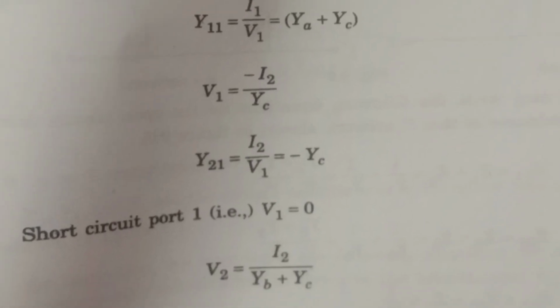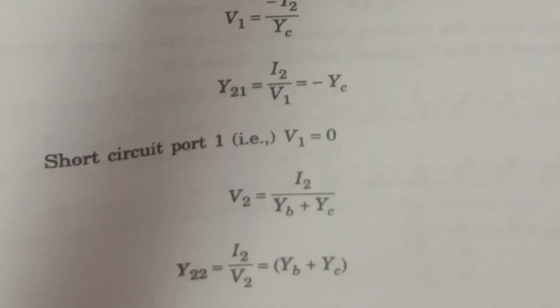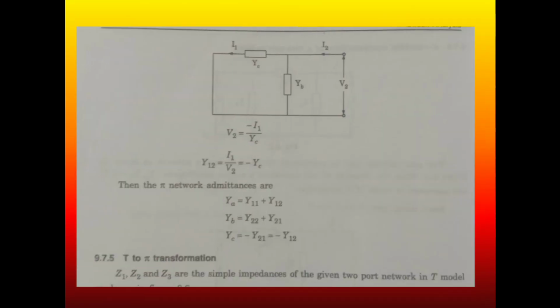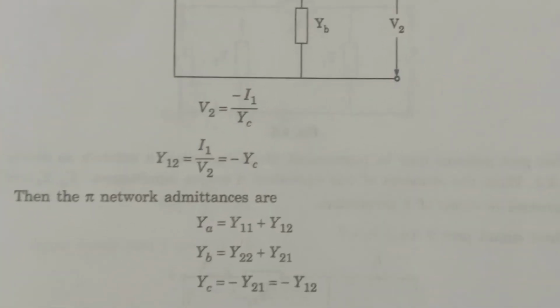When you short circuit the input port, V1 becomes 0, then we get I2 equal to V2 times YB plus YC, and Y22 will be equal to I2 by V2, that is equal to YB plus YC. And then I1 can be expressed as minus V2 times YC, so Y12 can be expressed as minus YC. So the pi network admittances are YA equal to Y11 plus Y12, YB equal to Y22 plus Y21, and YC will be equal to minus Y21 or minus Y12.